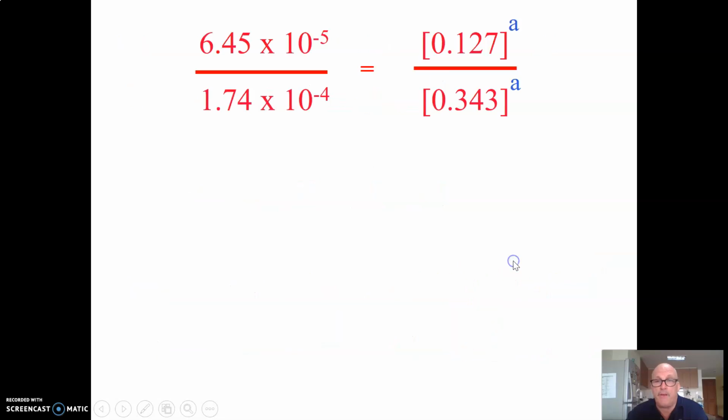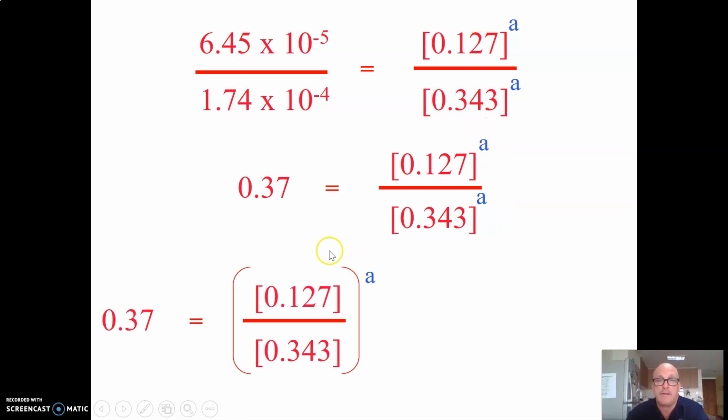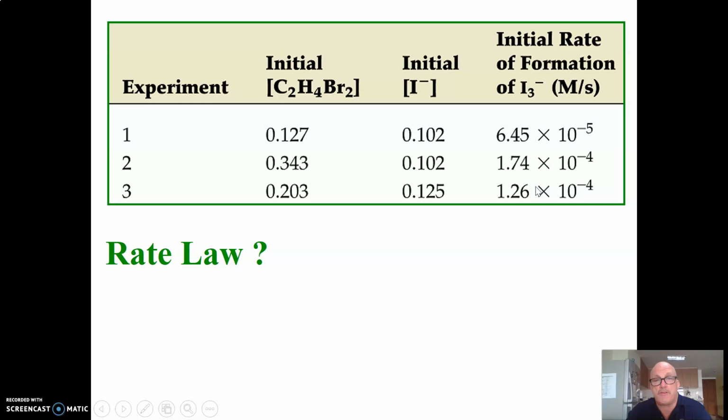We're left with this here, which we can simplify. That comes out to be 0.37. I can now simplify that. I can put a bracket around there, get rid of both A's and just have the 1A, and that turns out to be 1. So it's first order. It's first order with respect to that reactant there.